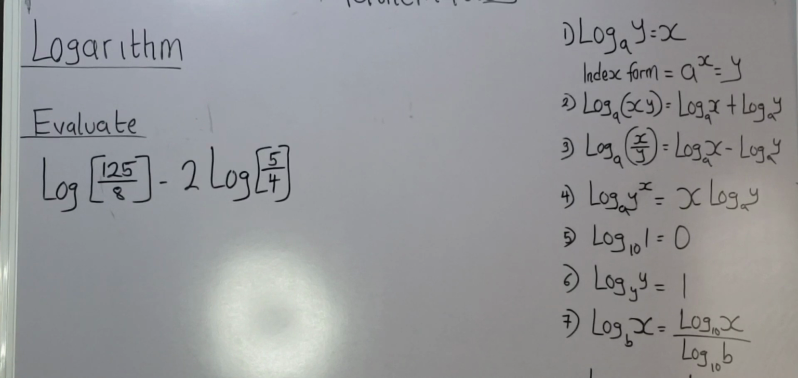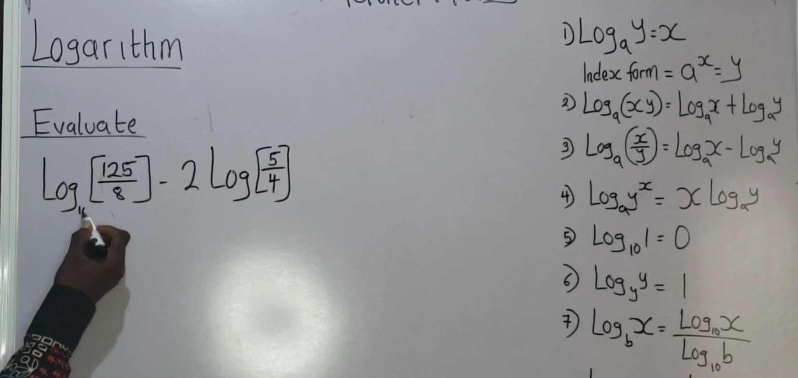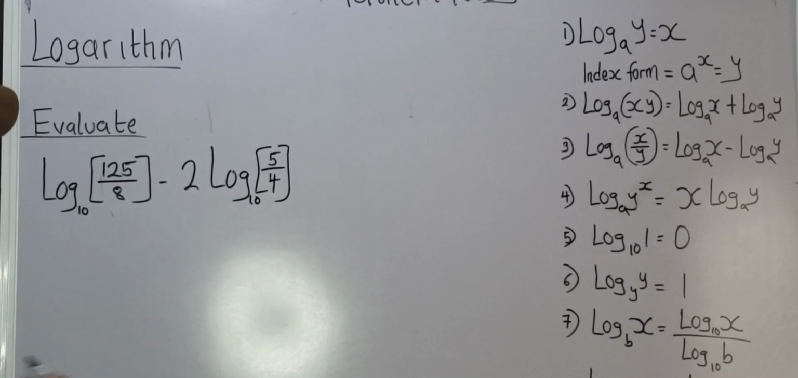Yeah, the base is 10, you understand? Since we are not given any base, the base is 10. Okay, now let's solve this question. Don't forget that from the laws of logarithm that we discussed earlier, the difference of a log is the quotient of that log, and the quotient of a log is the difference of the log. So we are going to apply that here.